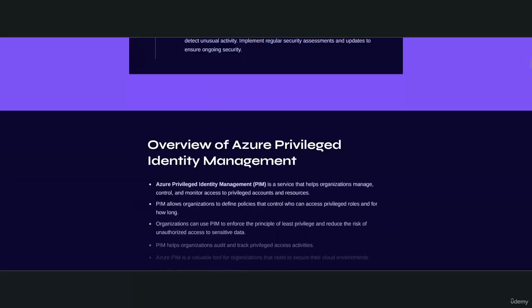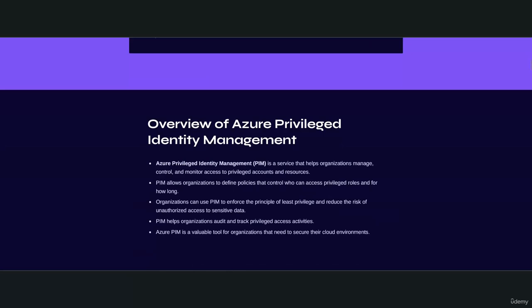Overview of Azure Privileged Identity Management. Azure Privileged Identity Management, PIM, is a service that helps organizations manage, control, and monitor access to privileged accounts and resources. PIM allows organizations to define policies that control who can access privileged roles and for how long. Organizations can use PIM to enforce the principle of least privilege and reduce the risk of unauthorized access to sensitive data. PIM helps organizations audit and track privileged access activities. Azure PIM is a valuable tool for organizations that need to secure their cloud environments.